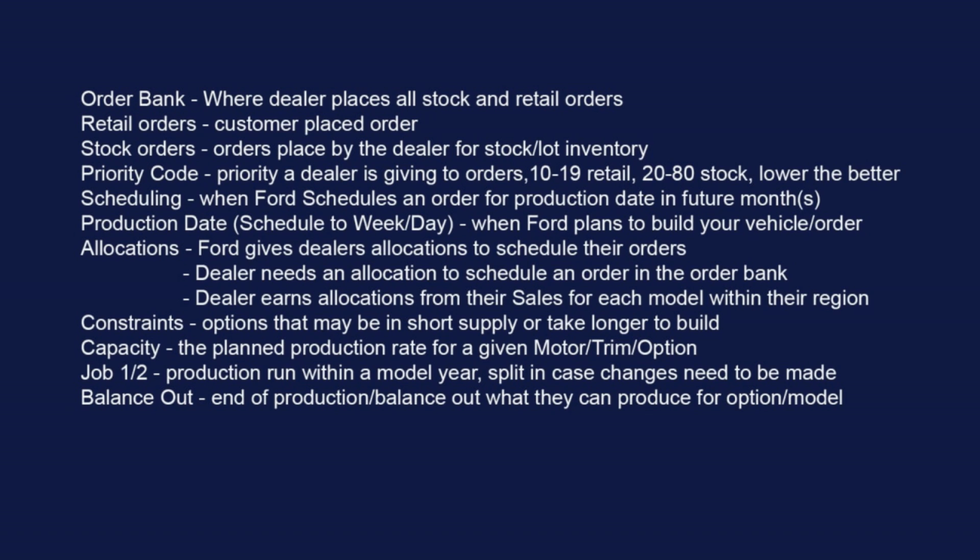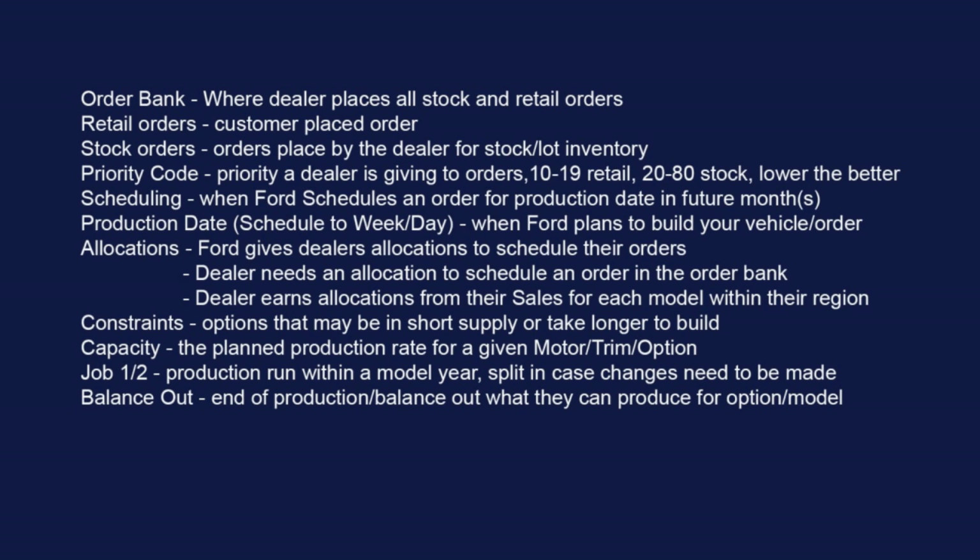Constraints. That is when options may be in short supply or take longer to build, when the demand is higher than the capacity, which is the next one there. Capacity is the planned production rate for a given motor, trim, or option. That's where we have that constraint happening.